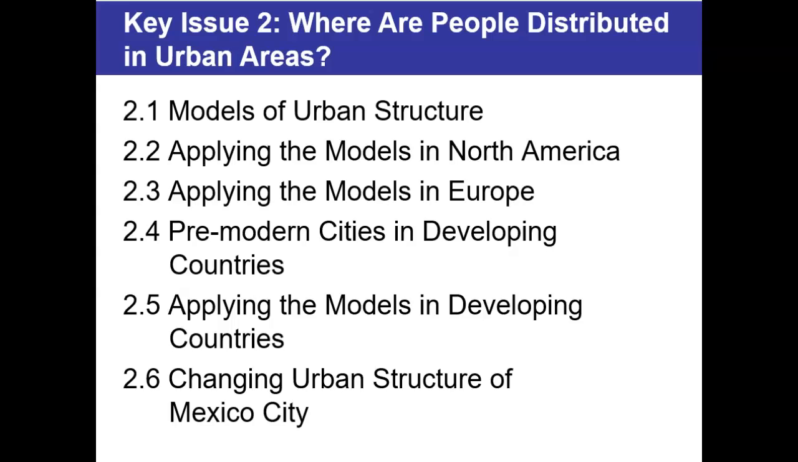This lesson will cover Chapter 13 on urban patterns, focusing on Key Issue 2. We'll be looking at where people are distributed in urban areas. First, we'll look at models of urban structure. Then we will see how the models apply in North America, then in Europe. Pre-modern cities in developing countries. We'll apply the models in developing countries, and look at changes of urban structure of Mexico City.